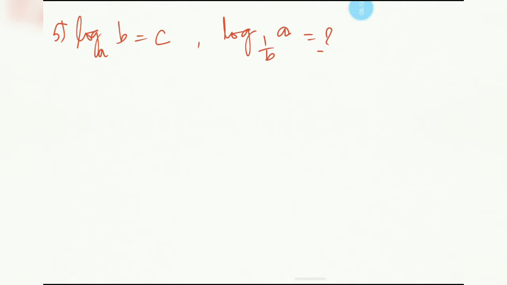Then find out log a to the base 1 by b. Now first we will convert this from its logarithmic form into exponential form. So log b to the base a is equal to c is nothing but a power c is equal to b. Am I correct? Now if I want a, then it is going to be b to the power 1 by c. I hope until here it is clear to you all.